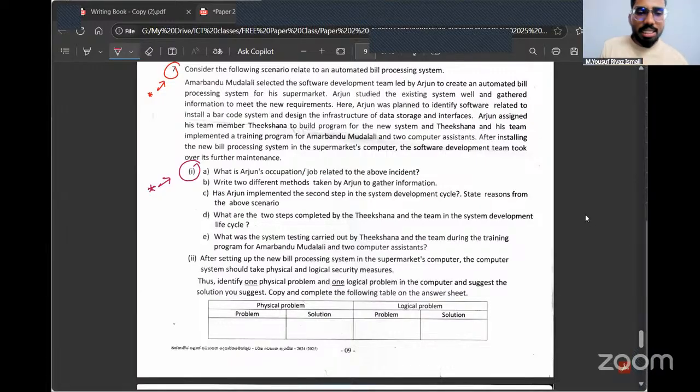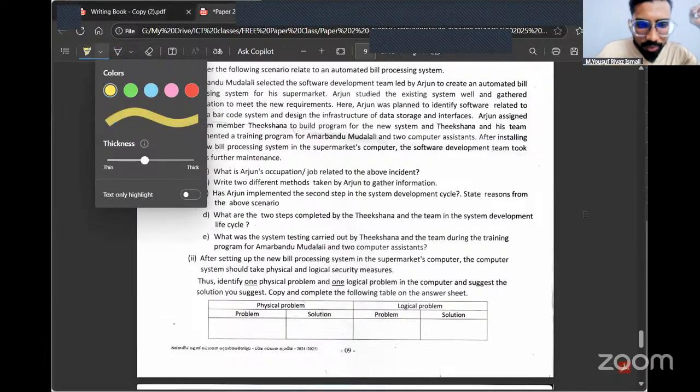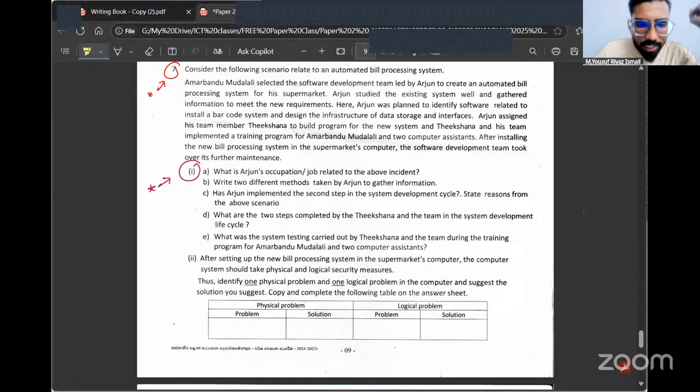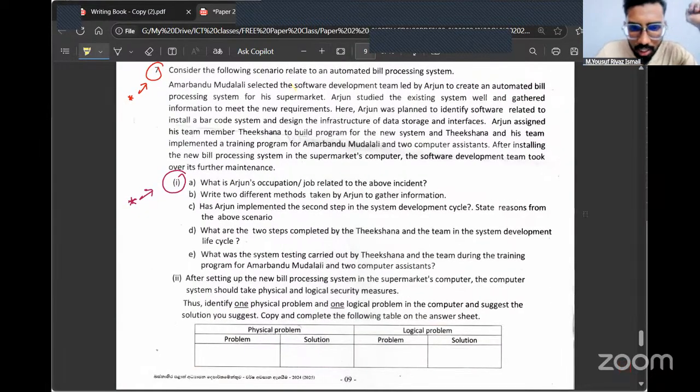So in this question, they said that Amarabandu Mudalali selected the software development team led by Arjun to create an automated bill processing system for his supermarket. Fine. Initially, they have mentioned that Arjun was leading this team. Arjun studied the existing system. So he has studied the existing system well and gathered information to meet the new requirements.